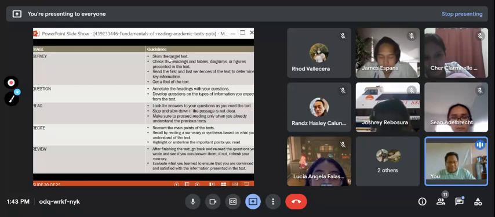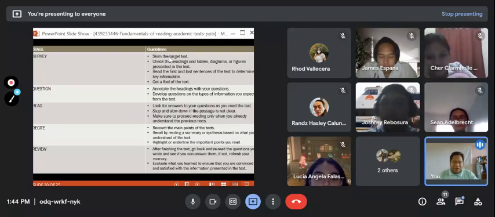Then you go to the question stage of SQ3R, where we annotate again, and we even develop questions and the types of information that we expect from the text. For the read stage, we look for answers to questions that are prepared or being asked. We stop and slow down if the passage is not clear. We also make sure to proceed reading only when we have understood the previous text.